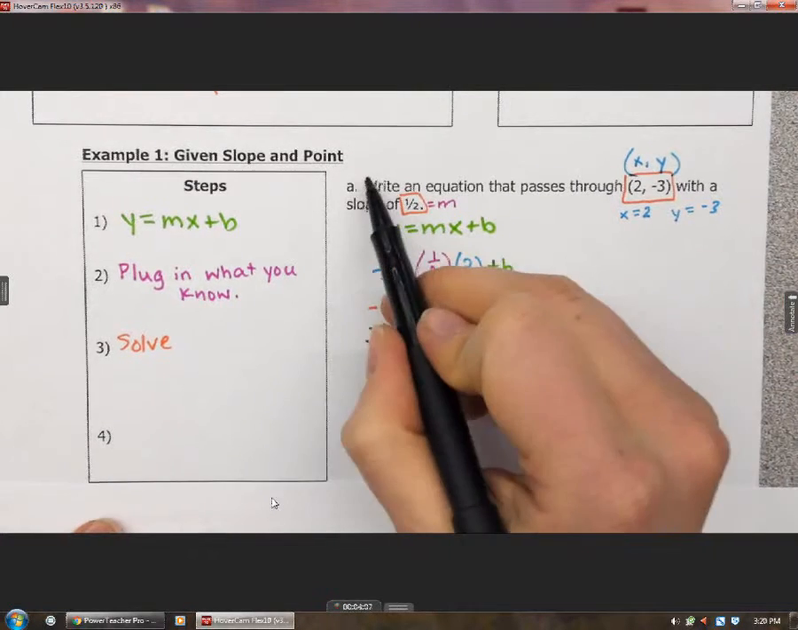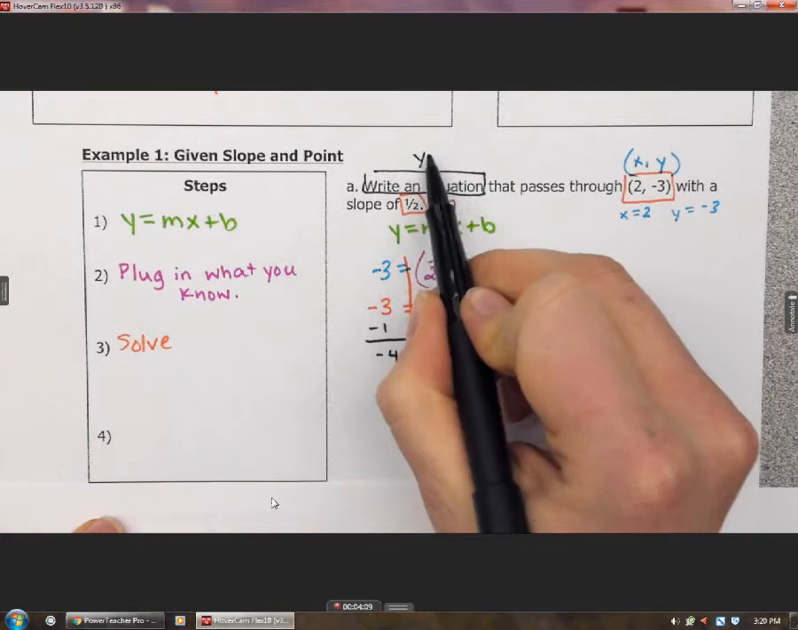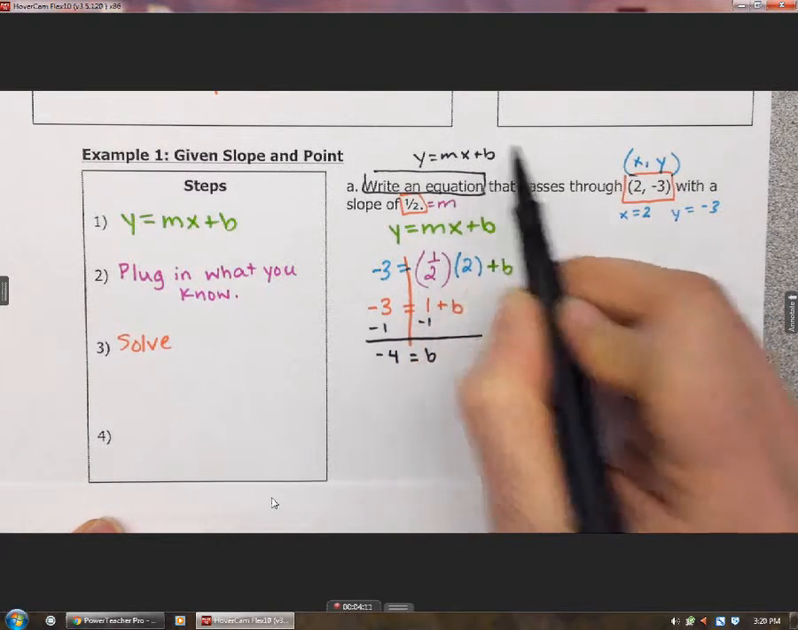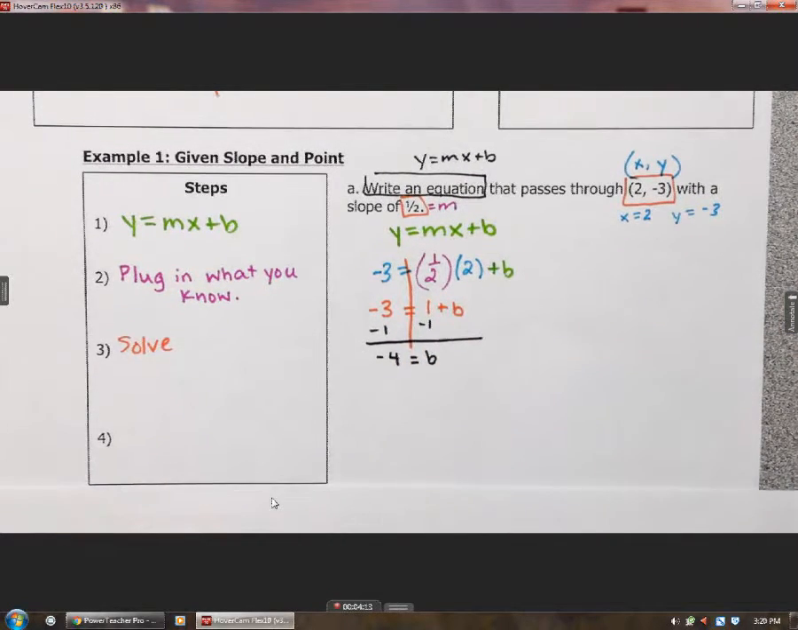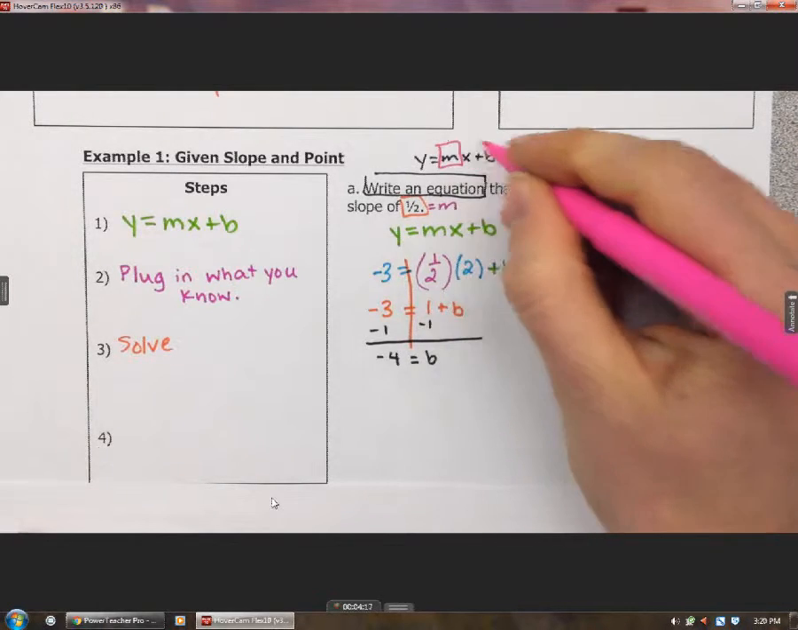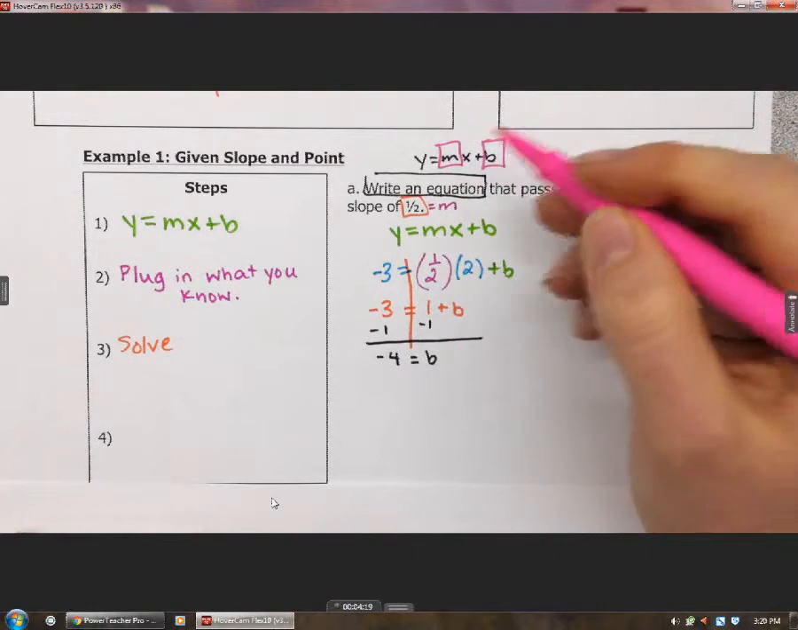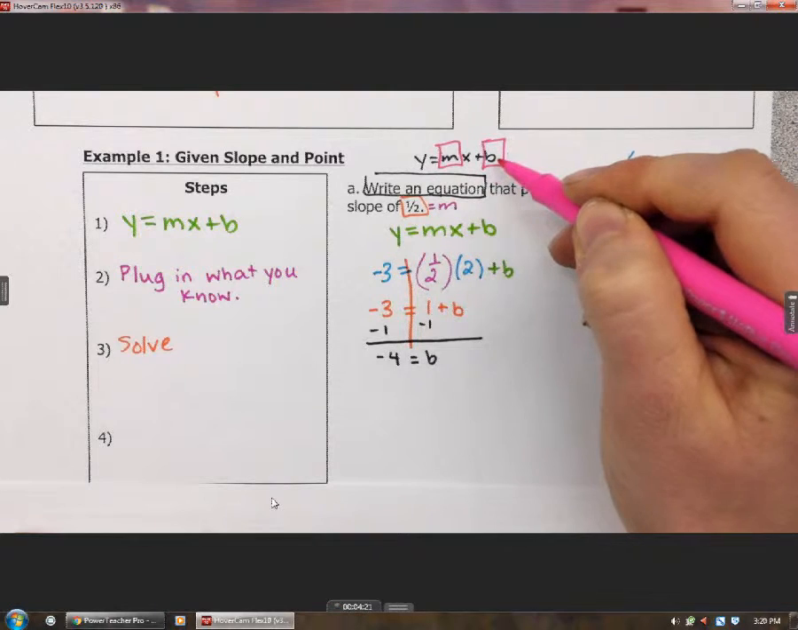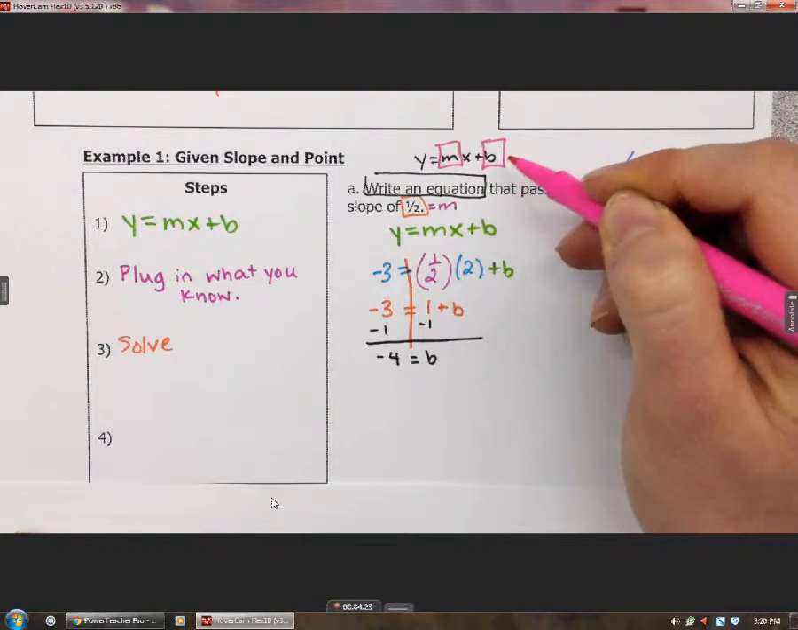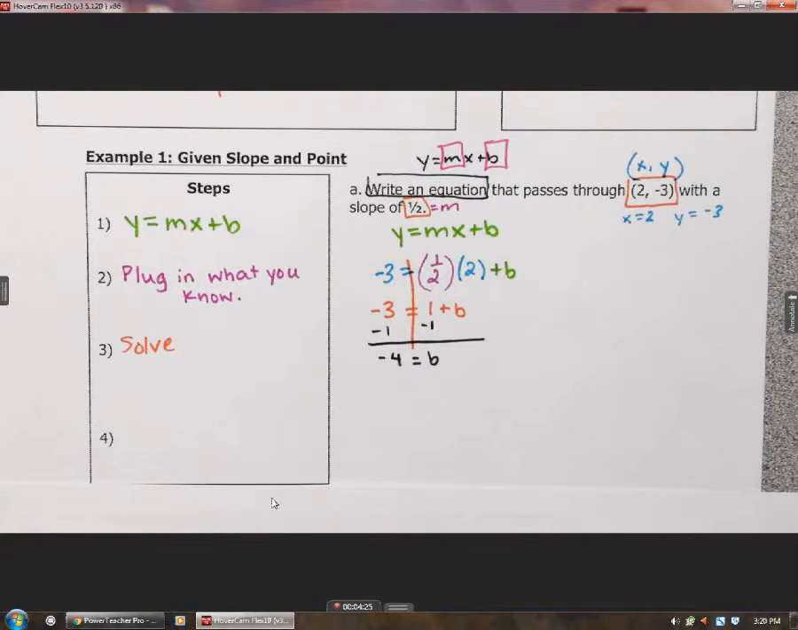They want you to write an equation. They want you to write something that's y equals mx plus b. The two ingredients that you need for an equation are the m and the b. We had the m. They gave it to us. We needed to find b. Guess what we just did? So your last step here is to write the equation.